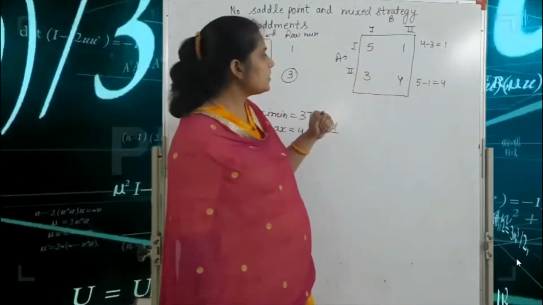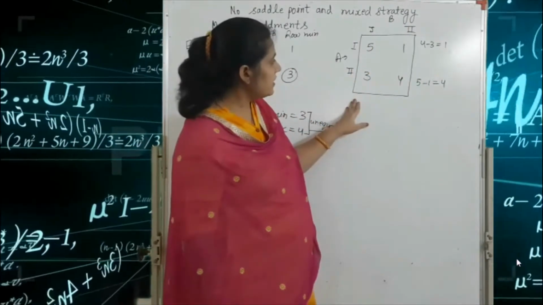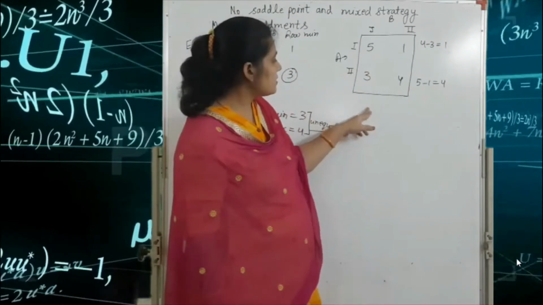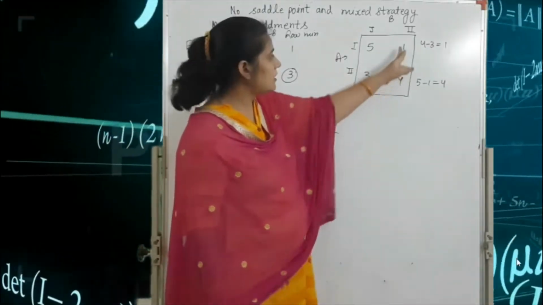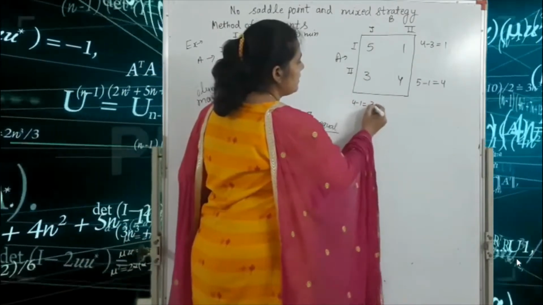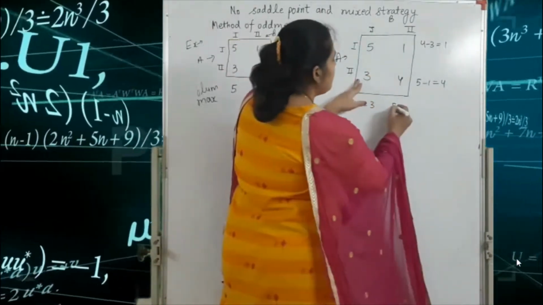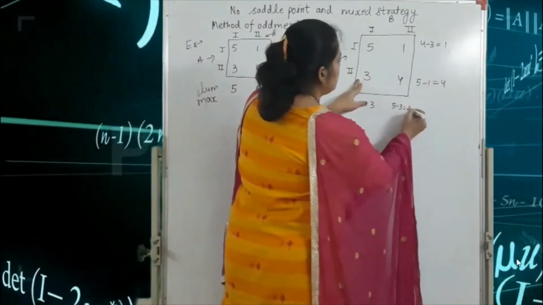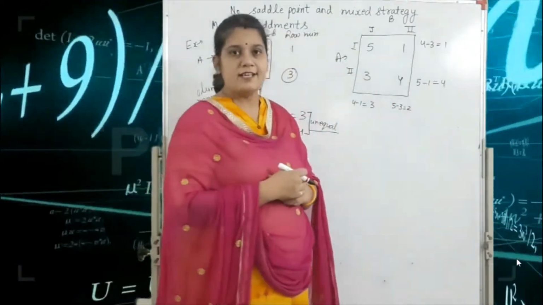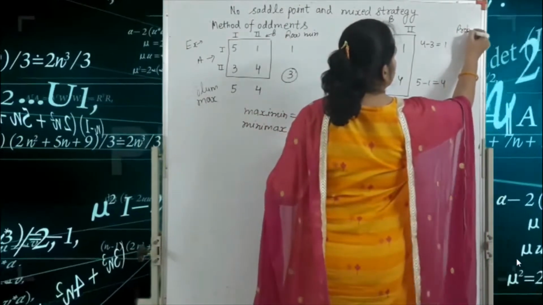Next we write the column form. For finding the first column place, we solve the second column. That means we write 4 minus 1 is equal to 3, and 5 minus 3 is equal to 2. Got it? So next we find the probability.